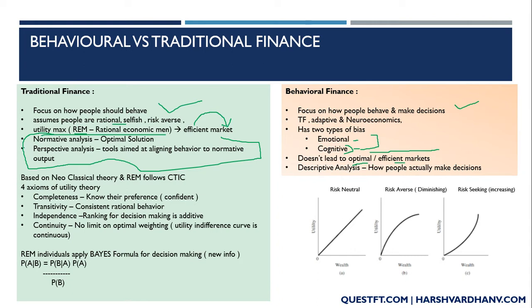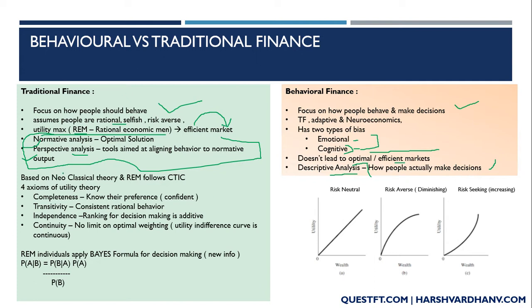Over here, we saw that traditional finance leads to normative analysis, and if it is not normative, there is a way to use the tools and theories to bring the allocation to a normative state. Over here, it is basically about how people actually make decisions. It believes that the market value, the stock value, or the portfolio value of an investor is basically because of the behavioral traits that they are showing.